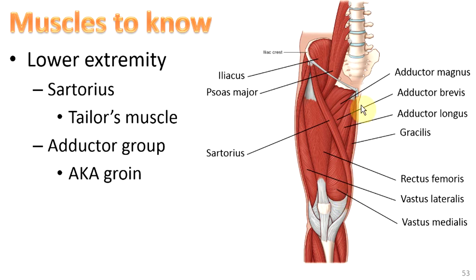And so when they shorten, they adduct the femur, or the hip. That's why these are all called adductors. But this is the groin. I've talked to you guys before about this.